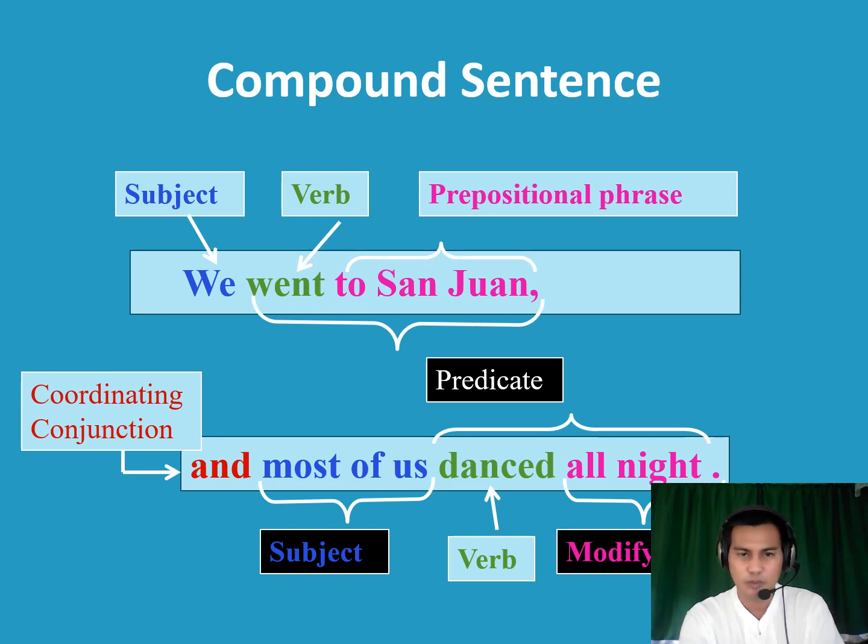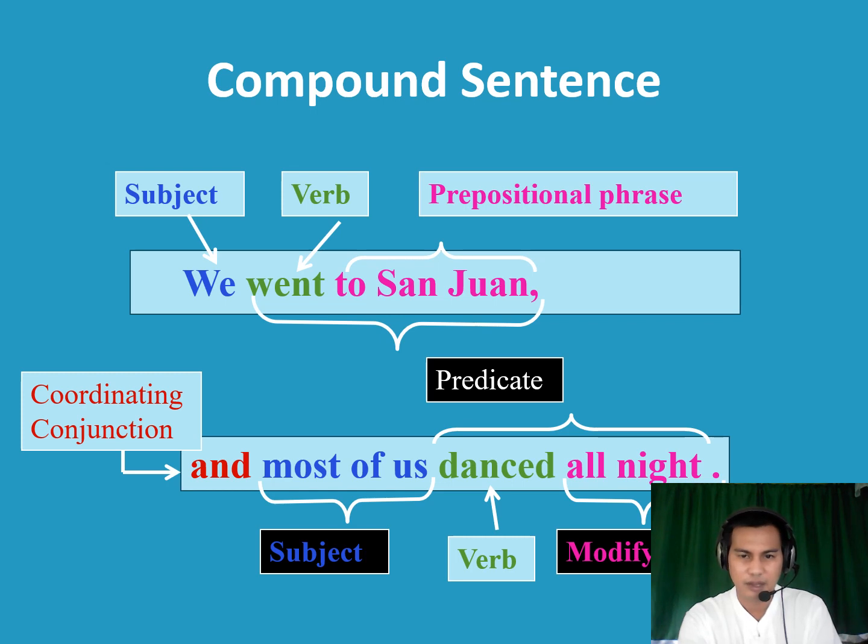It has a subject. Who went to San Juan? We. What did we do to San Juan? We went there. And of course, you still have your prepositional phrase. Then, most of us. Who danced all night? Most of us. That's our subject. What did most of us do? We danced all night. That's our verb.